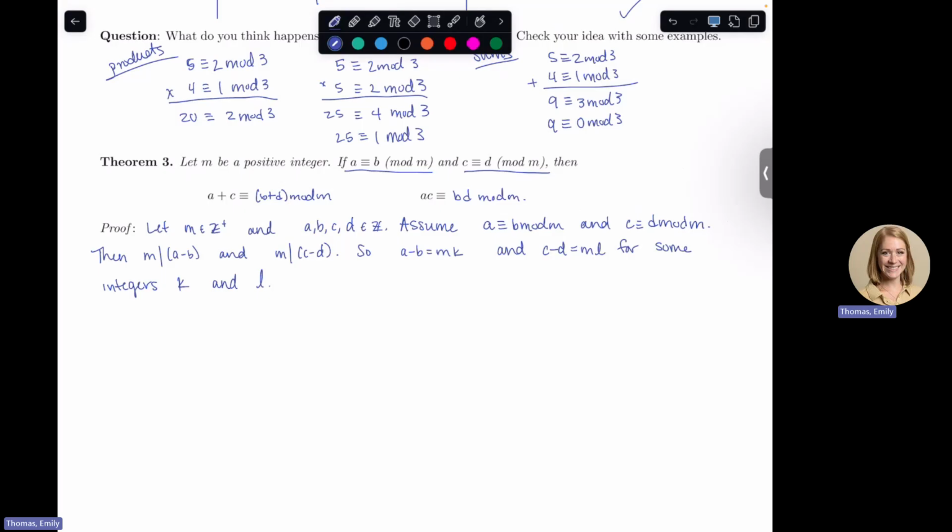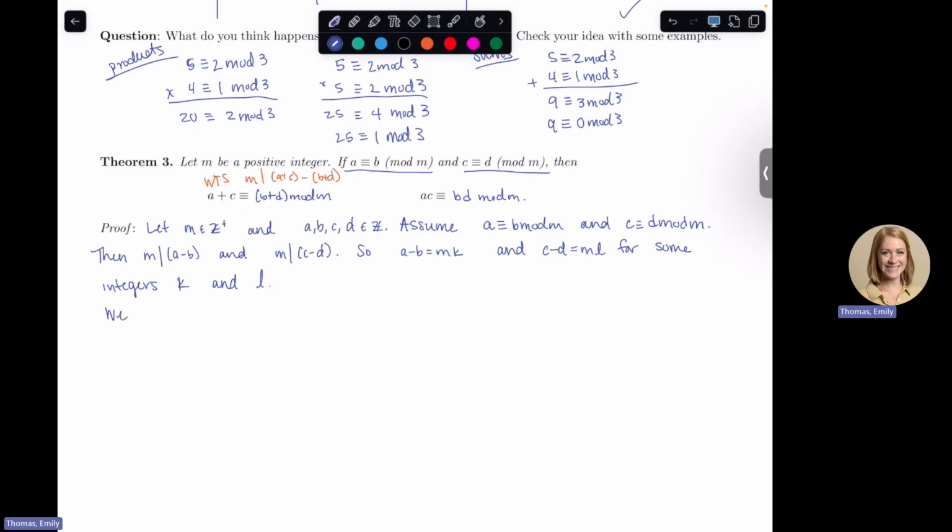Okay. A minus B is M times K, and C minus D is M times L for some integers K and L. Good. So first we want to show for this one that M divides their difference, so A plus C minus B plus D. So I'm going to add those two equations together. Does that work for you?